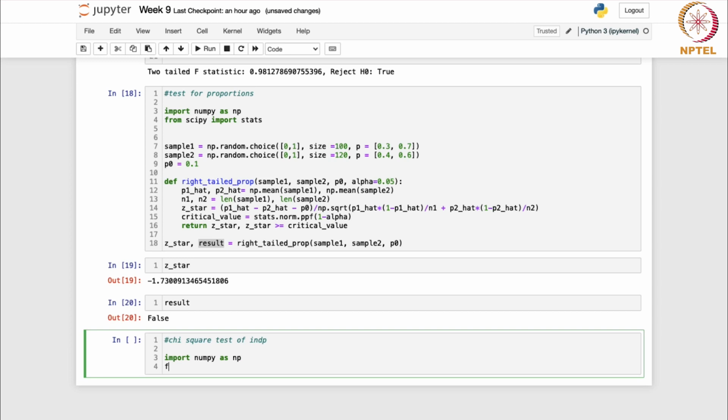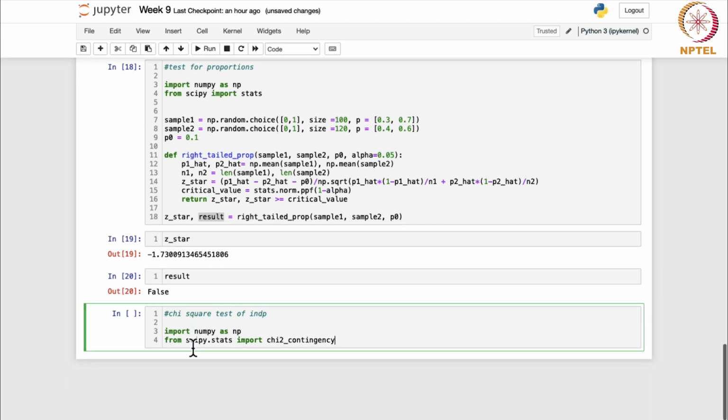and from scipy.stats import chi2_contingency. Basically it has this nice function already defined in scipy.stats, so you can directly use this function from this module in order to perform your chi-square test of independence.